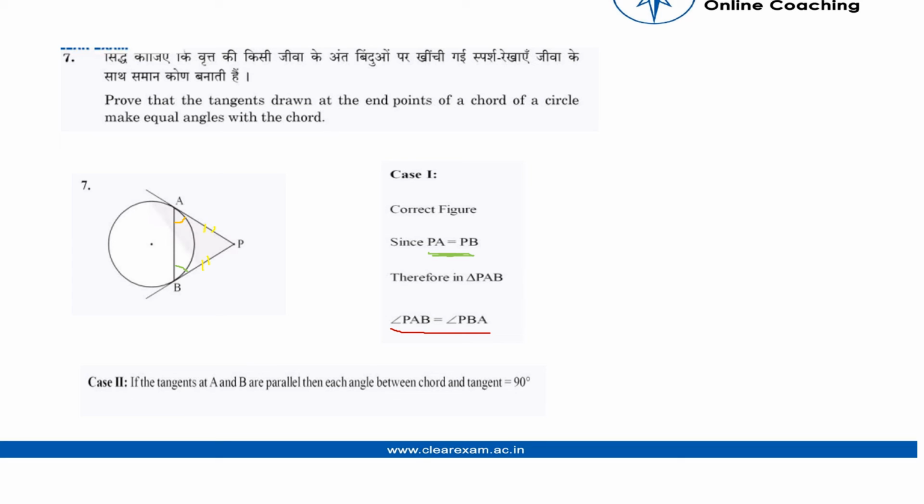Now the second case is, what if A and B are at the extreme points of the circle and the chord length is 2r, then it would become a diameter, and in that case the tangents drawn would make a 90-degree angle, as we know it is the radius.